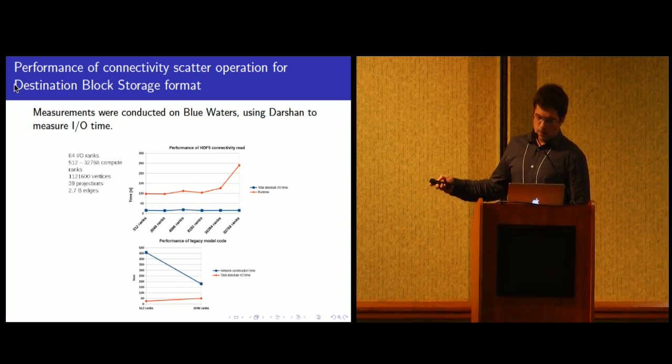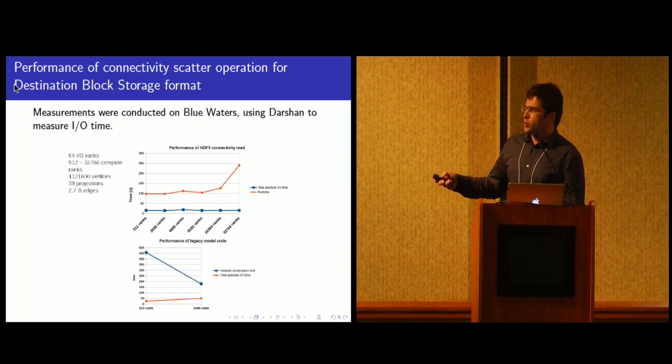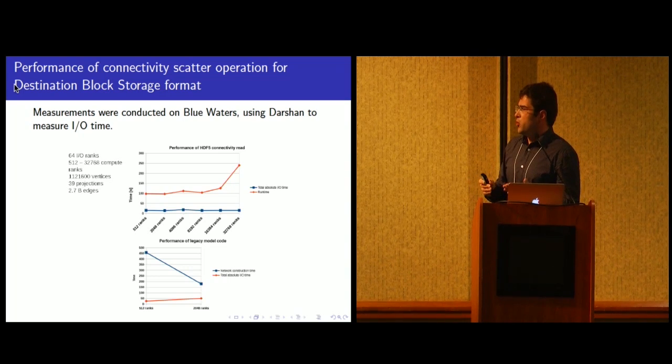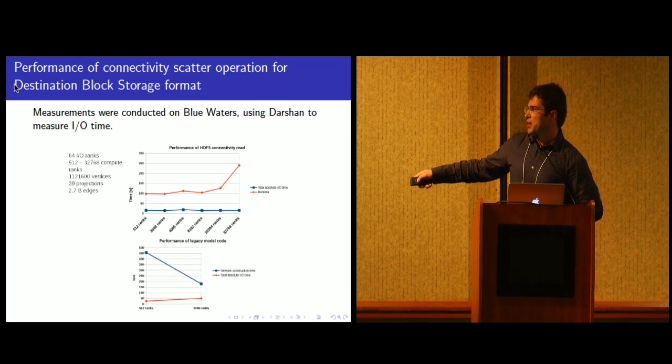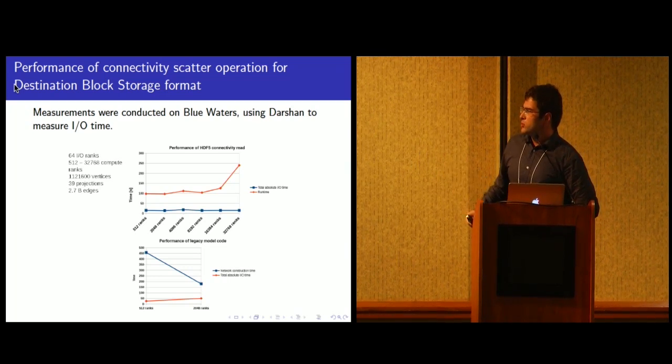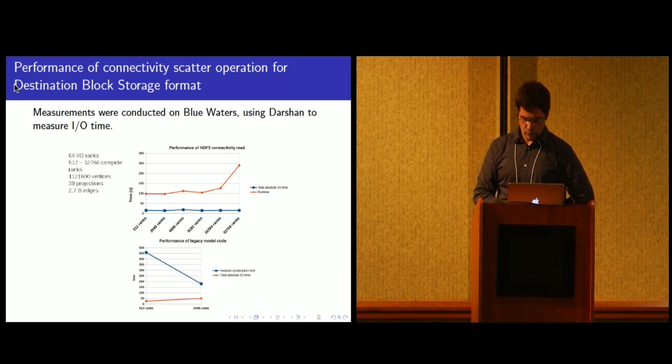It wasn't very easy to actually compare this with the performance of the legacy model, because since we were using these horrible text files, if we wanted to instantiate a simulation with 32,000 ranks, we would have had to create many, many text files. So I didn't attempt to benchmark beyond 2,048 ranks, because we basically didn't have parallel I/O when we started the project.